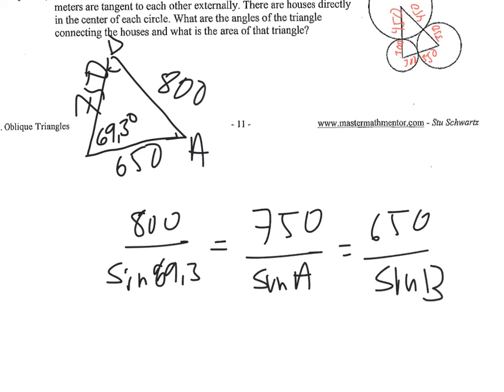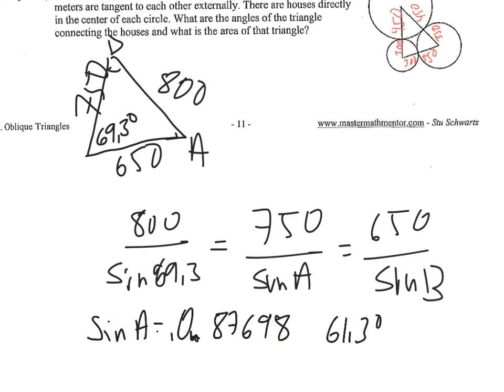So then we're just going to multiply those two and divide by 800, and then we'll arc sine it. And looking at this, it certainly looks like these are all acute angles. So I don't think I need to worry about finding obtuse angles here. So I'm getting the sine of angle A equals 0.876, I don't know, 98. I mean, it's a lot of rounding going on there. So then I'm going to arc sine that. I'm getting 61.3 degrees. So then I can add those two together and subtract it from 180.